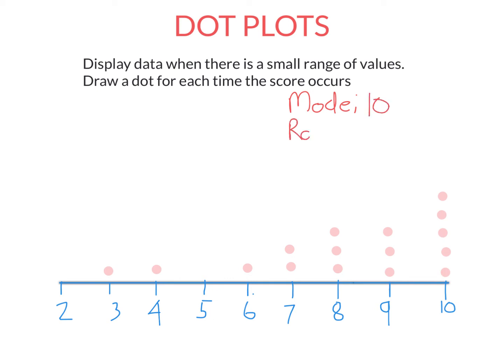The range is very easy to calculate as well. It's just highest score minus lowest score. So in this case, it is 7.